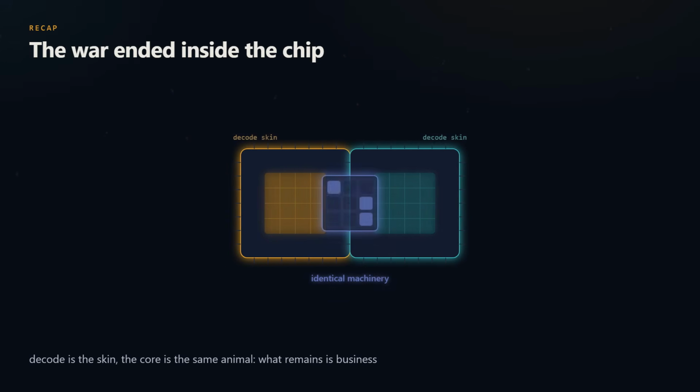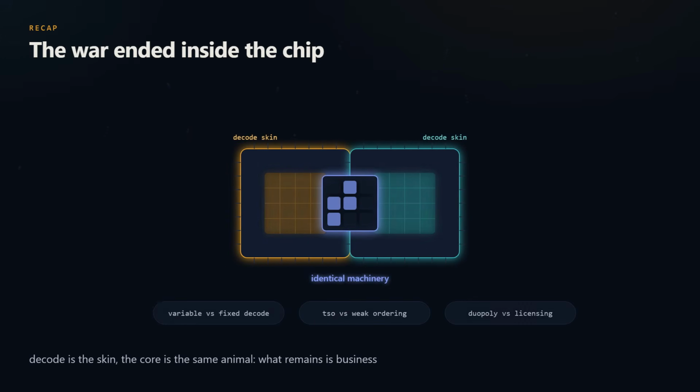Inside the chip, the war is over. Both camps build the same animal, a wide, speculative, out-of-order machine, with a different decoder bolted on the front. What the instruction set still decides is who is allowed to build that machine, and on what license. And that, not the bytes, is the war that remains.